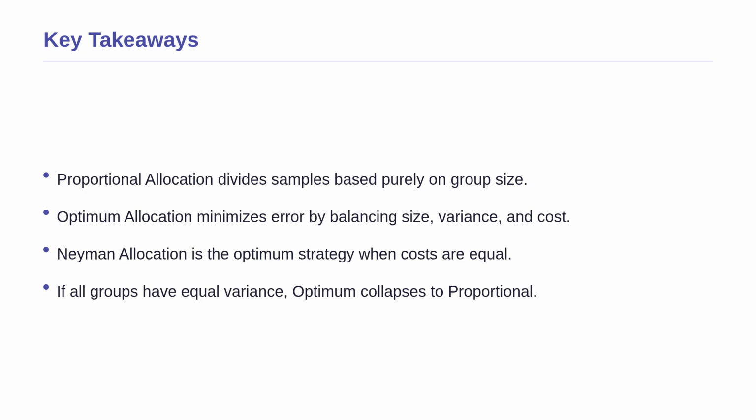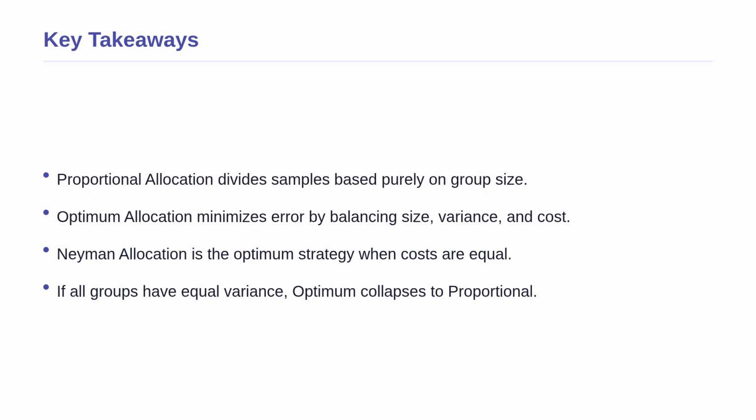We have covered a lot of ground today, so let us reinforce the most important ideas. First, proportional allocation is your baseline. It divides samples based purely on the size of the group, creating a perfect miniature of the population. Second, optimum allocation is your advanced tool. It ensures every dollar buys maximum accuracy by balancing group size, internal unpredictability, and financial cost.